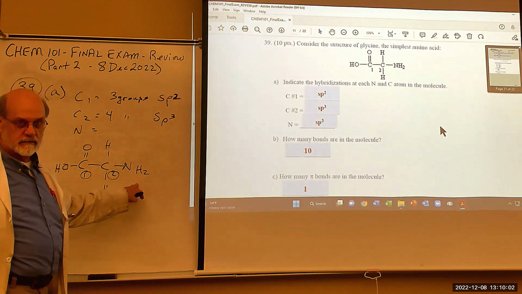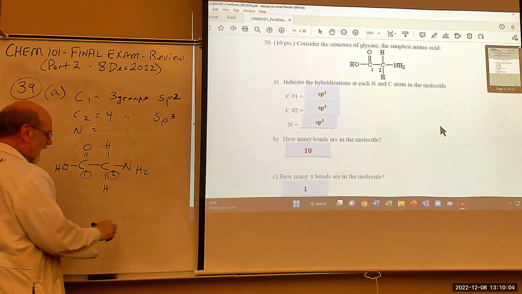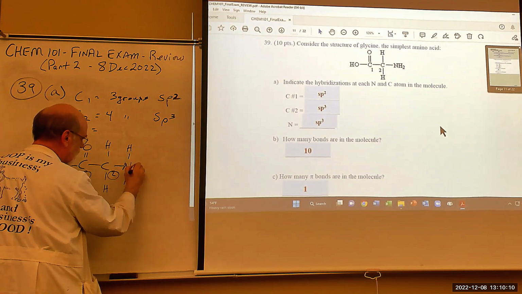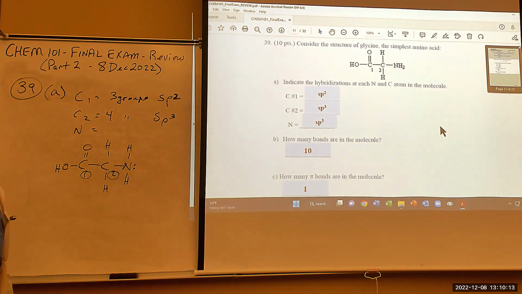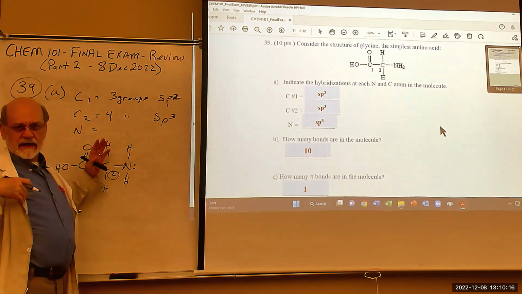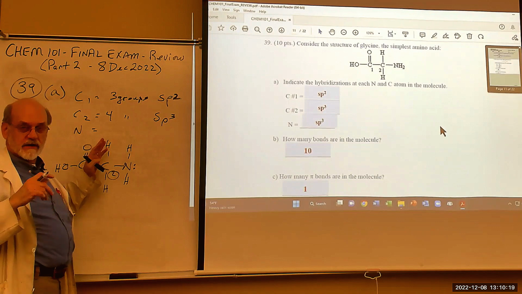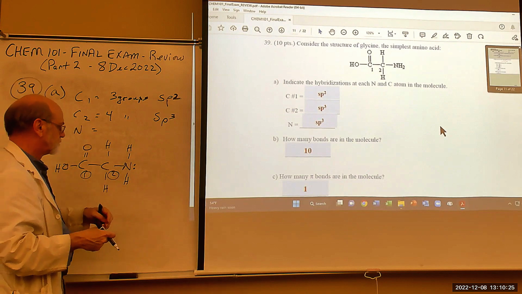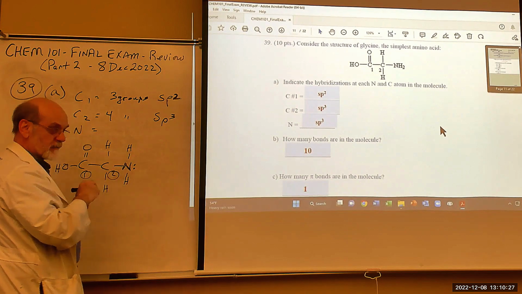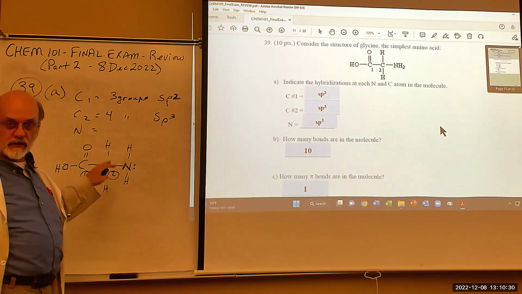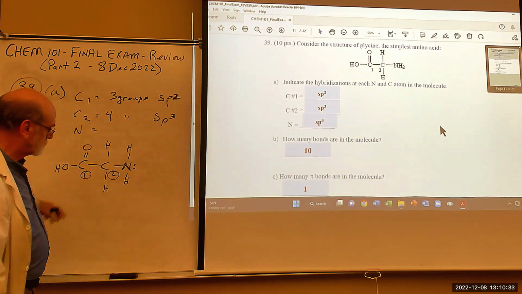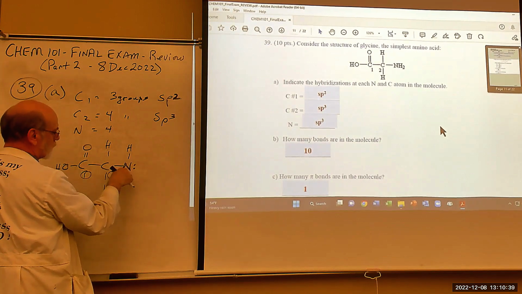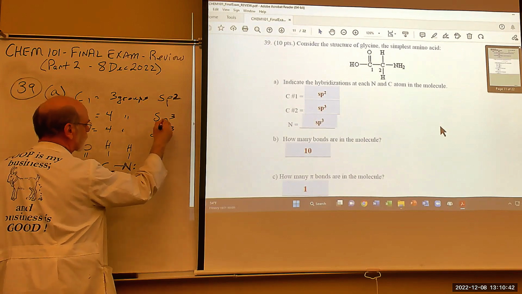Nitrogen could be a little trickier because nitrogen is like this and it has a lone pair. Right? Think of it as an analog to ammonia. Ammonia has 3 hydrogens and a lone pair. This one has 3 bonds and a lone pair. If you don't know that, then you're going to have to draw out the Lewis dot structure for the entire molecule. But having four groups there, a lone pair and 3 bonds, it's also sp3.